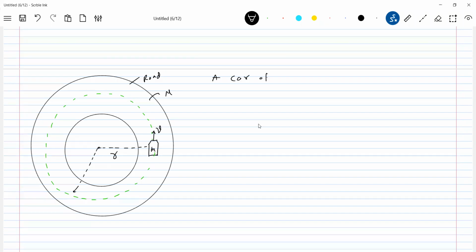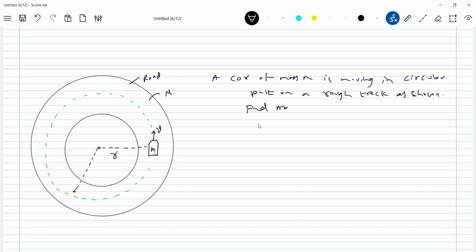A car of mass m is moving in a circular path on a rough track as shown. Find the maximum speed for no slipping.